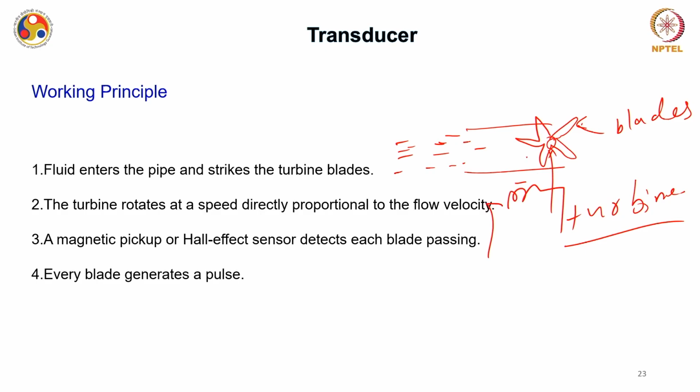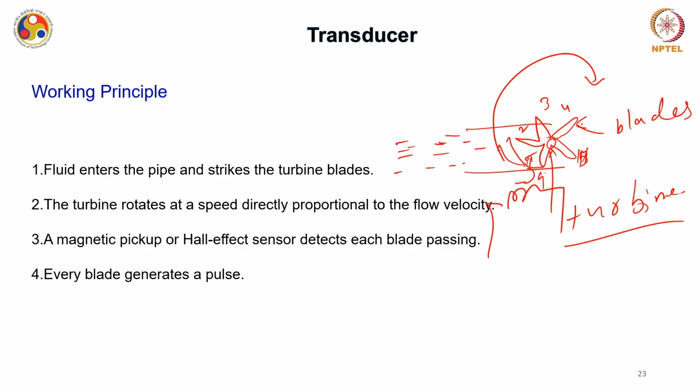Say I am numbering the blades 1, 2, 3, 4 and 5. Now it is rotating. Blade 1 has passed and 5 has come here. So this is now 5, and it has counted that one blade has passed. When this 5 has moved on, it is replaced by blade 4. So a pickup or Hall effect sensor is used to detect each blade's passing.